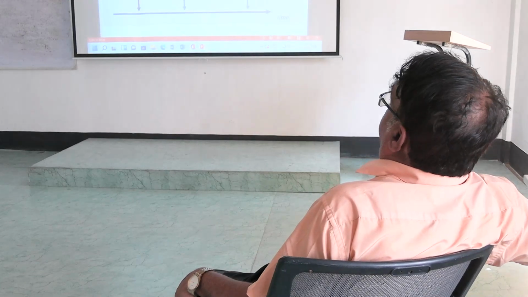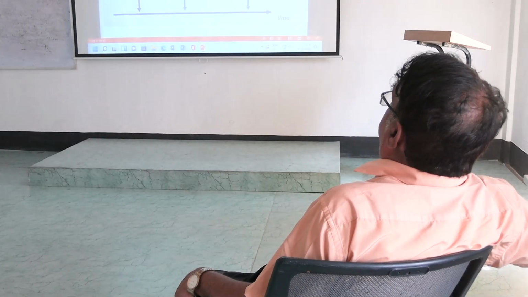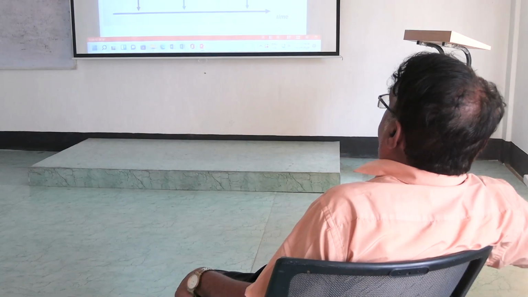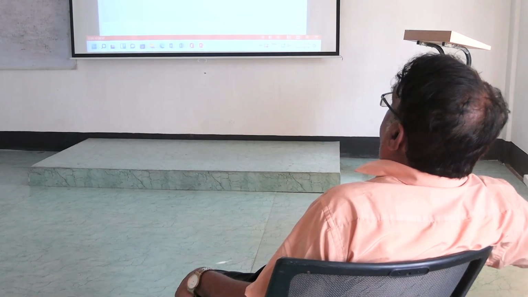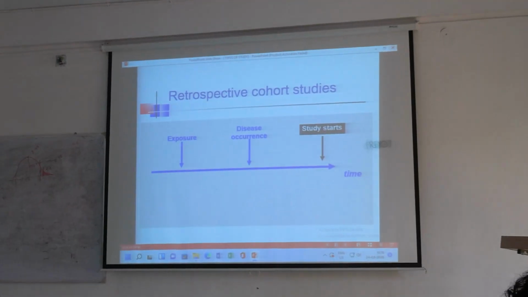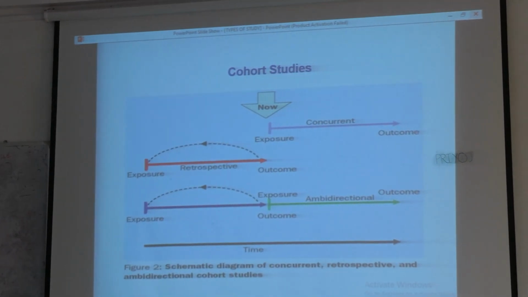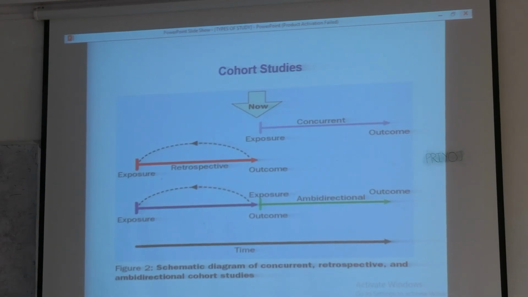So the study starts, disease occurrence, and this is a prospective cohort study. Retrospective is where the study is starting now, but you are going back in time, and the disease has already occurred. You also have ambidirectional cohort studies, which go in both directions.